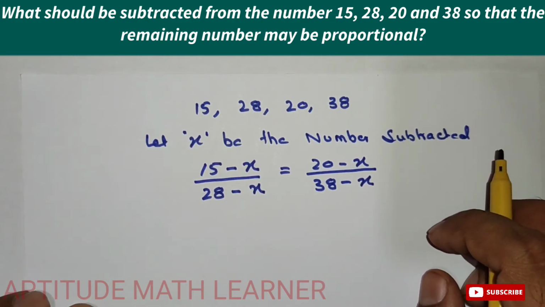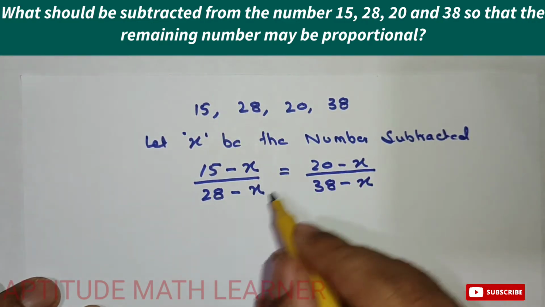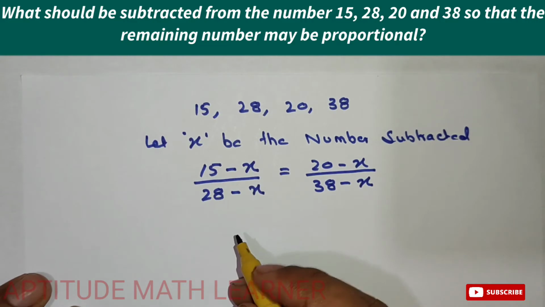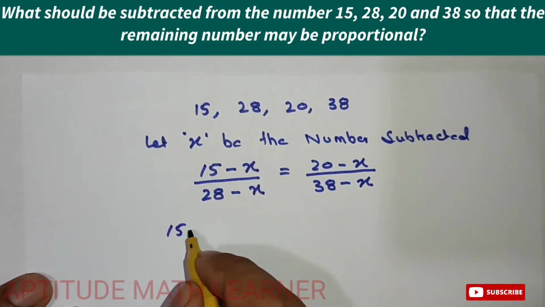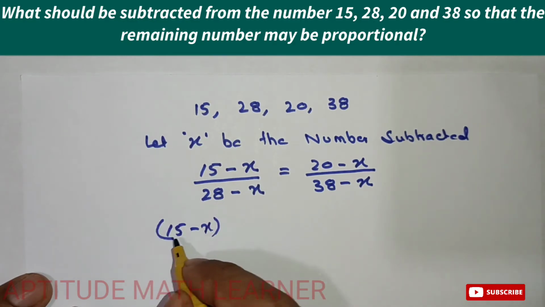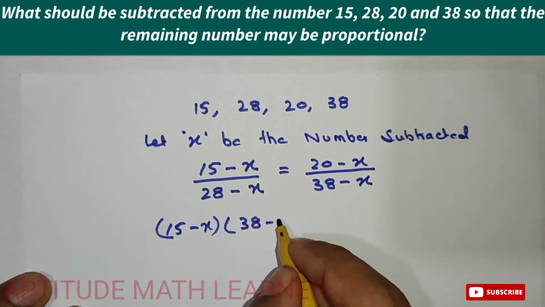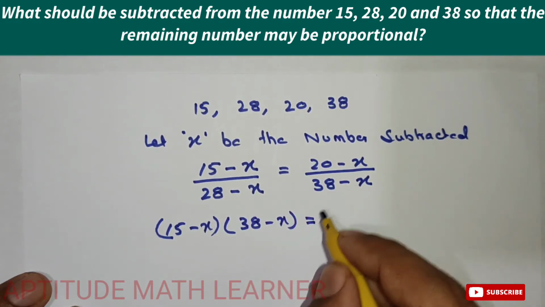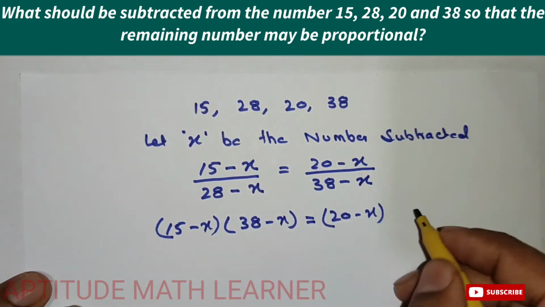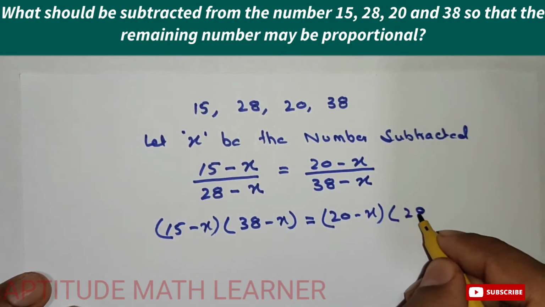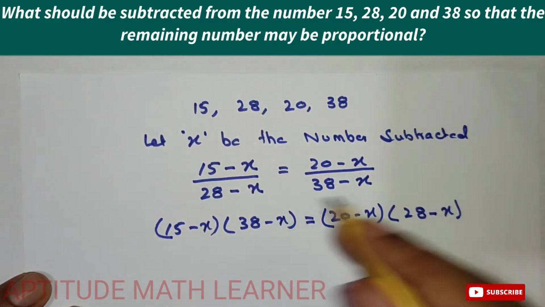So here we have to cross multiply these numbers. So this becomes 15 minus x, and we cross multiply it with 38 minus x, is equal to 20 minus x, cross multiplying it, times 28 minus x. So we have just cross multiplied the above numbers.